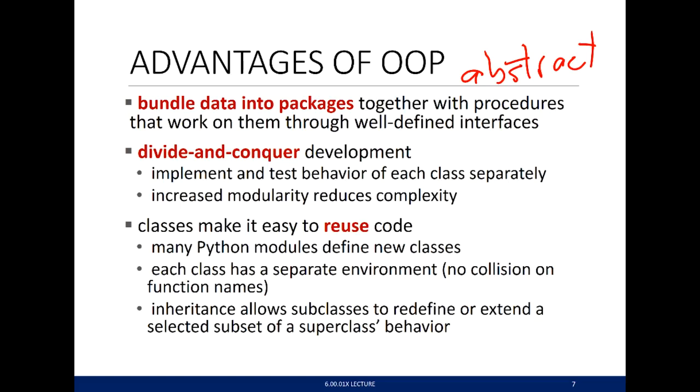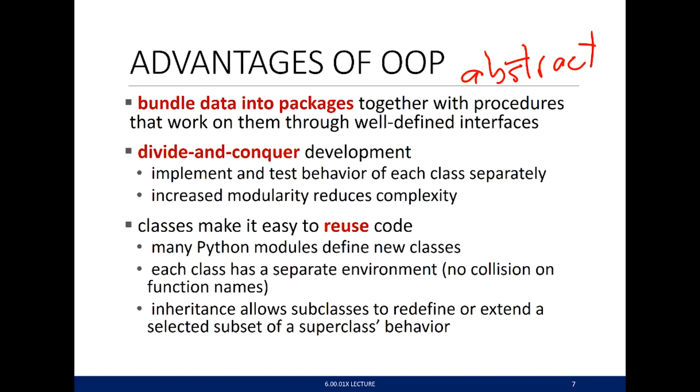And that's also going to be really important as we think about building our classes. Second key advantage of object-oriented programming is it gives us a divide and conquer approach to development. I can implement and test the behavior of each class separately. And once I have that done, then I can start doing the whole system as a larger entity. And that increased modularity reduces the complexity of the code I write associated with any class. As a consequence, it makes it much easier to reuse the code.